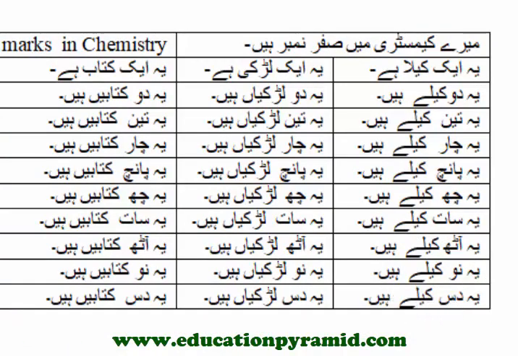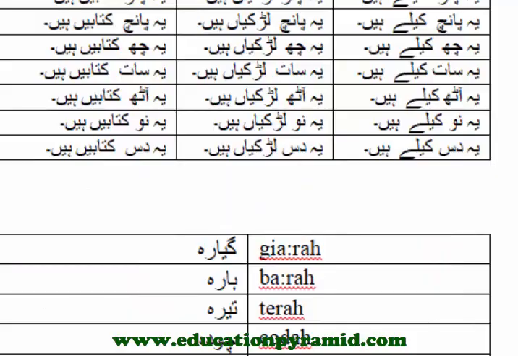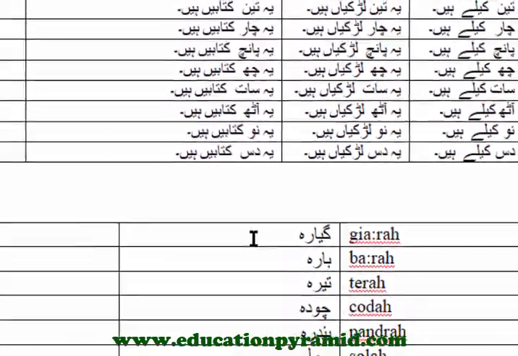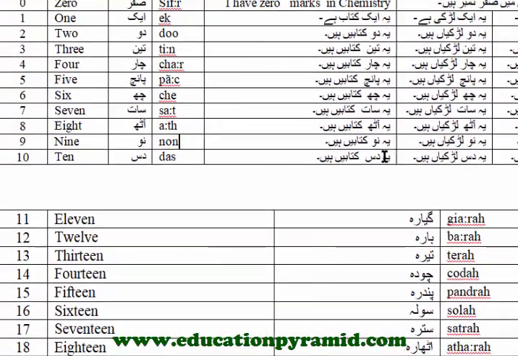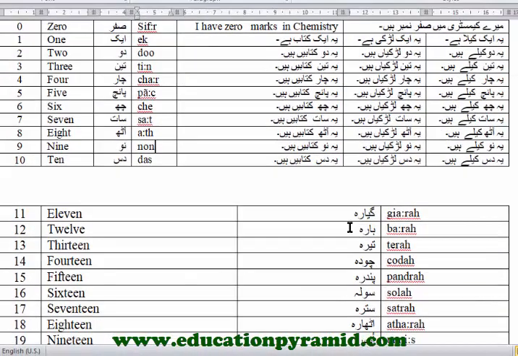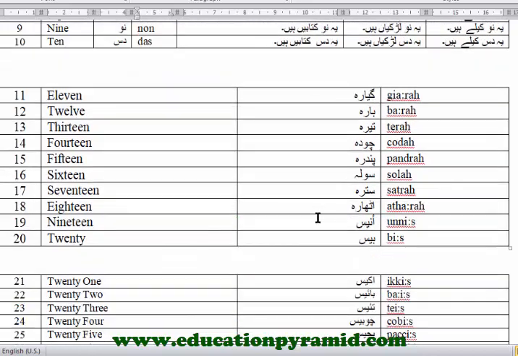ये 10 केले हैं. After 10 we have the word 11. So if we have the sentence, these are 10 books, ये 10 किताबें हैं. These are 11 books, ये 11 किताबें हैं. ये 12 किताबें हैं. ये 13 किताबें हैं, and so on. So after 10 we have 11.